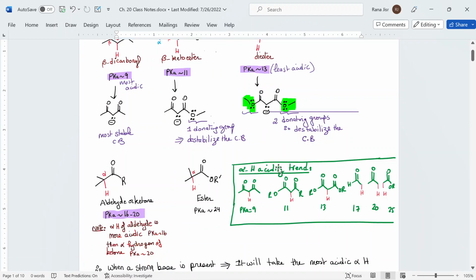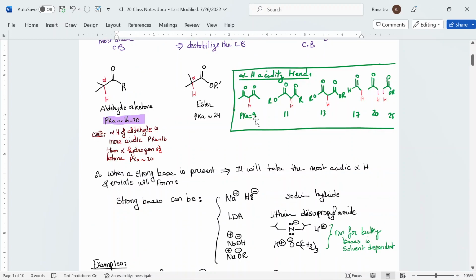So if we want to compare the alpha hydrogen acidity trend, a diketone is the most acidic, compared to a dicarbonyl that has an ester on one side, compared to a dicarbonyl that has two esters on both sides, compared to an aldehyde, ketone, and an ester. So the alpha hydrogen of the ester is going to be the weakest acid. This means that if there is a base in there, the base is going to prefer always to take the alpha hydrogen between the two carbonyls.